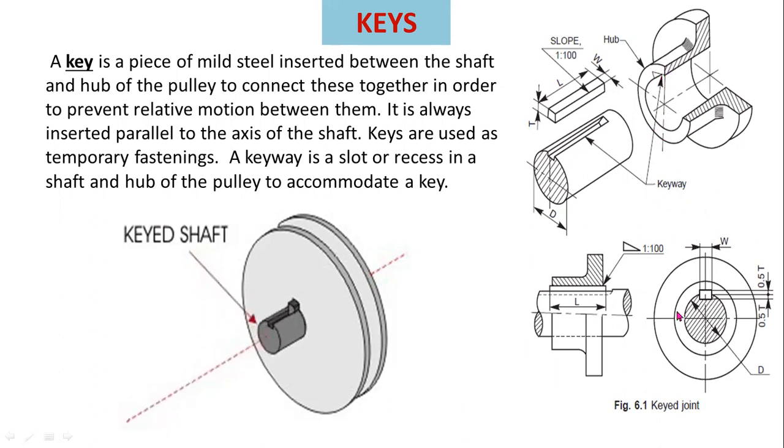So this is the assembled view of a key. This key is a piece of mild steel inserted between the shaft and hub of the pulley or hub of the gear to connect these two parts together in order to prevent the relative motion between those two parts. These keys are used as temporary fasteners.